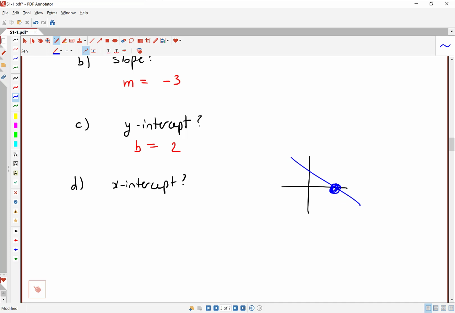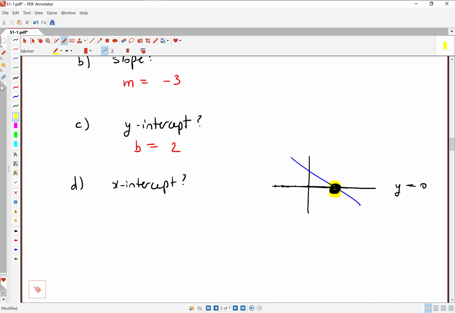So that would be this point right here. And the way that you find the x-intercept is actually by setting y equal to 0. Because if you think about what the x-axis is, think about this horizontal line here. The equation of the x-axis is y equals 0. All the points along this x-axis have y value 0. So by setting y equals 0, that helps you find this point where the line crosses the x-axis.